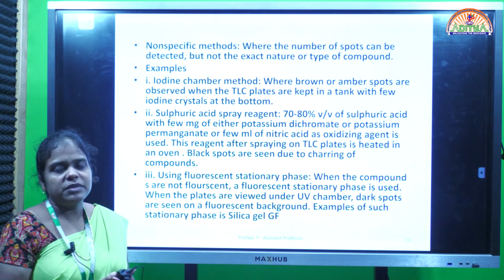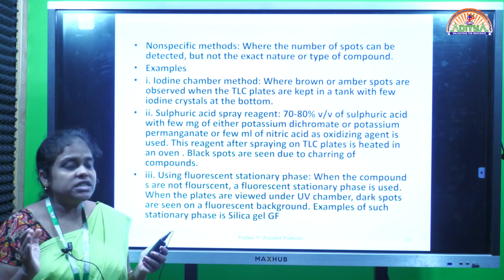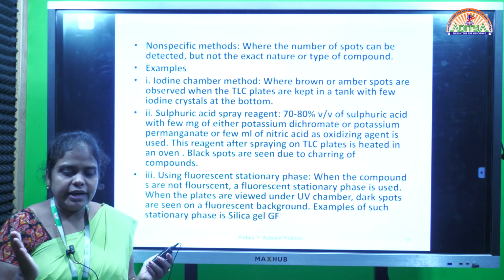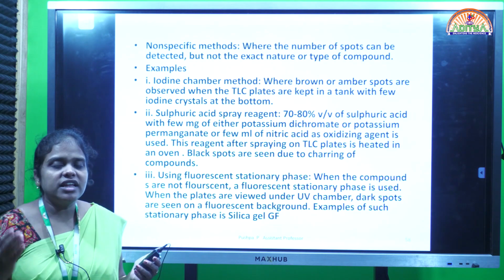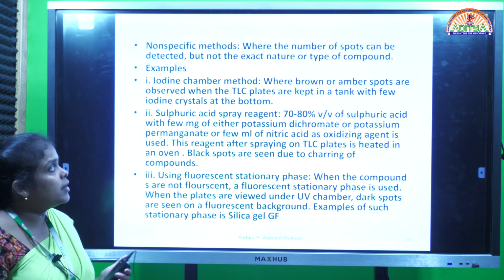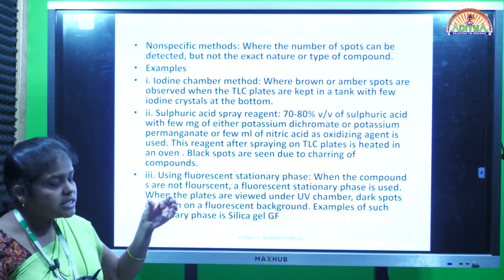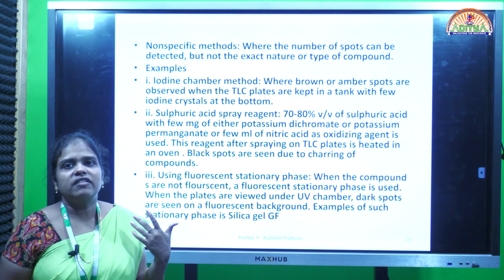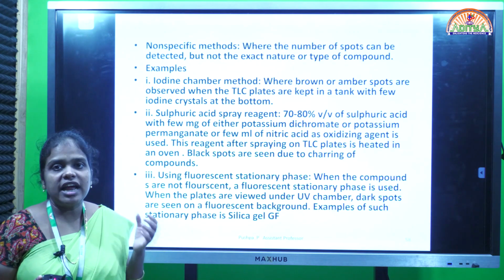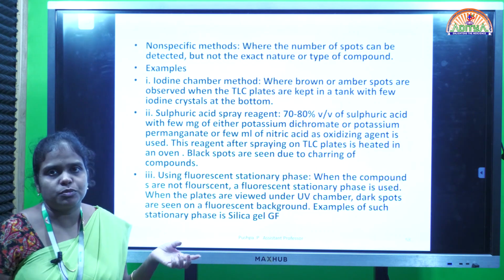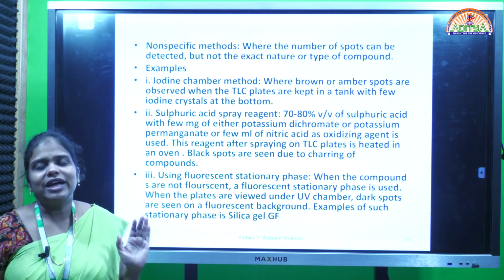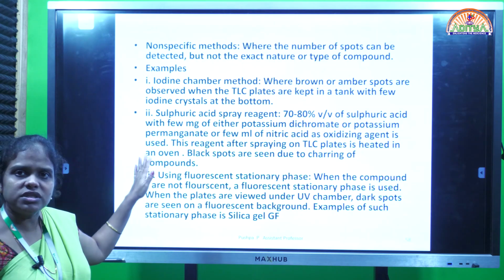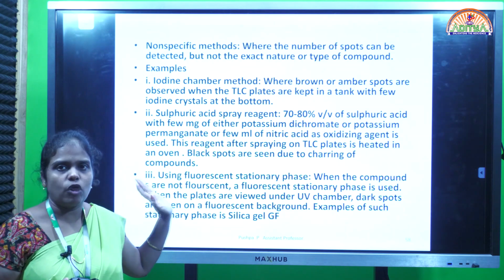Iodine chamber method means there will be one chamber, an iodine tank, which has iodine crystals at the bottom. Whenever we keep the TLC plates in that iodine chamber, the iodine crystals will react with our separated sample mixture and form brown or amber spots. Based on those spots you can detect the sample. This is one non-specific method. We can use this method for many types of compounds.